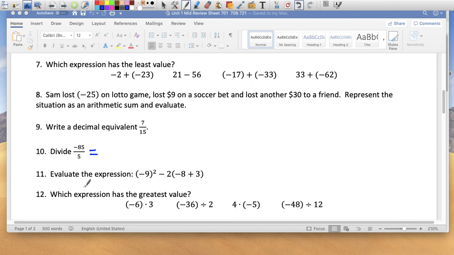Well, what concerns me is, do you know whether this answer is positive or negative? Well, it's a negative divided by a positive. The integers are different signs, right? So it's negative, negative 17.